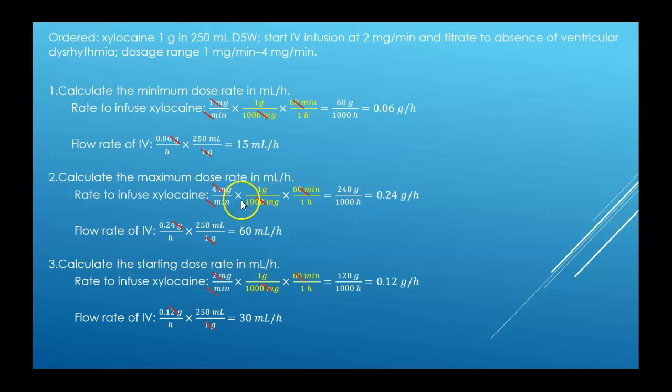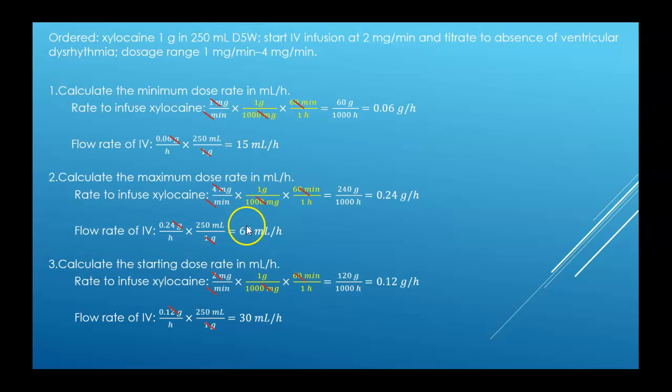Our maximum, if you notice, these are all the same. The only thing we changed is this number right here. The minimum was 1, maximum was 4. Calculate again, we get 0.24 grams per hour. So even this calculation is the same. The only thing we changed was the 0.24, and we end up with 60 milliliters per hour.